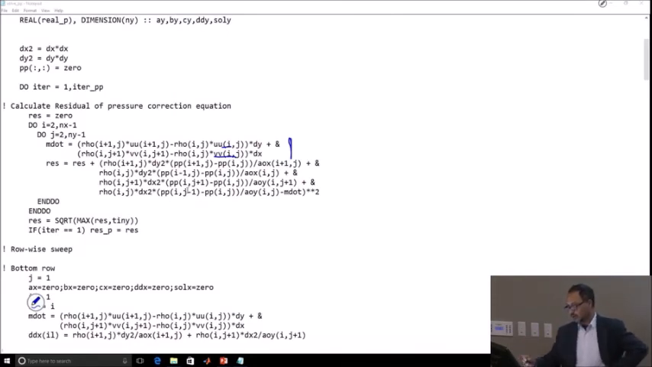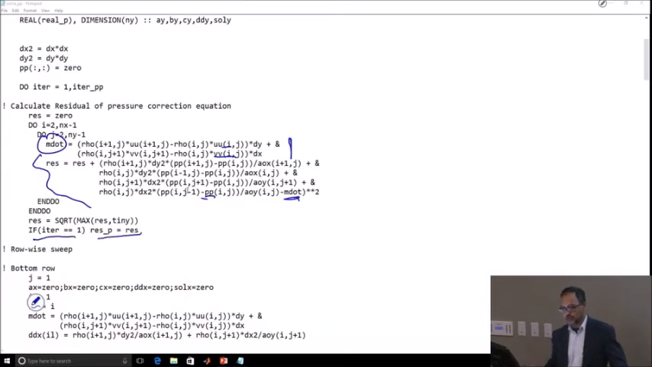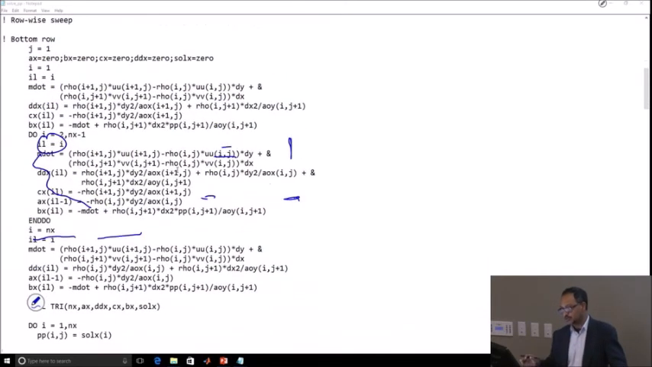And then what I'm doing here is constructing the residual. As I said, you may or may not include the pressure correction in the residual calculation. You can simply do the L2 norm of that. That's fine, but I have included the pressure also. You can see the m dot is here, but the pressure corrections are also there. And then again, first iteration, I'm storing it. That's what I'm going to monitor. Then I go into my row-wise sweep.